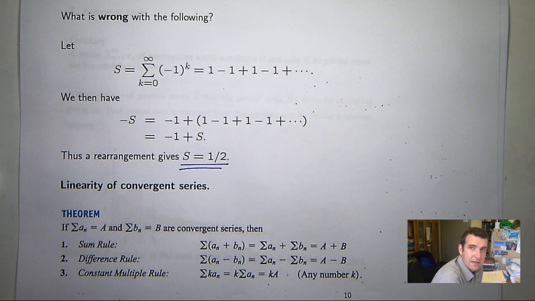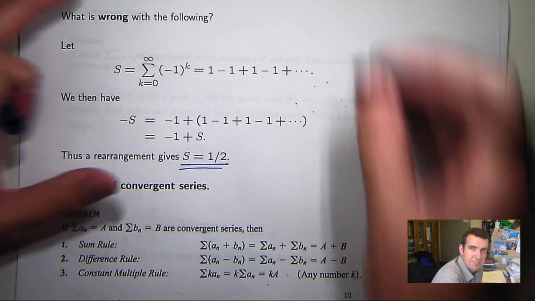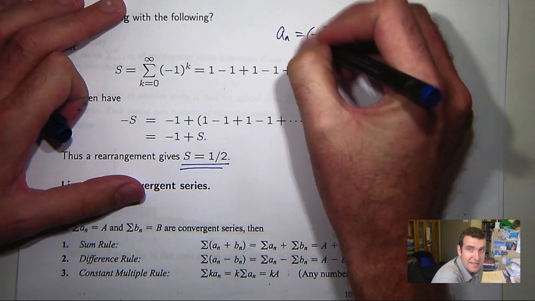Well, the problem here is that the series S, sigma -1 to the k, diverges. Okay? It diverges. So we need to be careful with using algebra and stuff on this series because it's a divergent series. Now, how do I know that series big S diverges? Well, it's the nth term test.